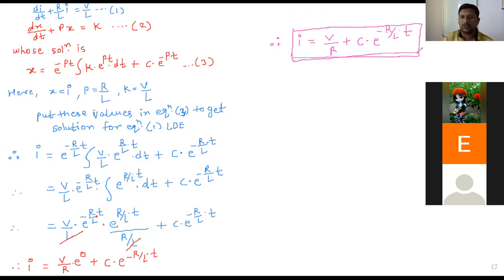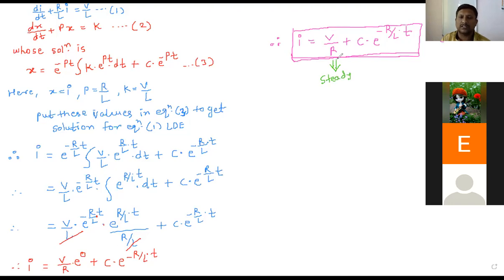This is my expression. So which is the complementary function, which is the particular integral? I will tell which is the transient response and which is the steady state response. So this I will give the equation 4 here. Who will tell now which is the steady state response and which is transient response? V by R is steady state. V by R is steady state. Very good. Because steady state response will be constant.